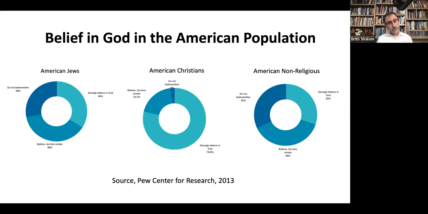Believe but less certain, also makes sense. Strongly believe in God makes sense, but the interesting part is the do not believe. So they're asked the question, do you have a faith? Are you religious? The answer is yes. Do you believe in God? The answer is no, for 30% of American Jews. So what does that mean? How is that even possible?